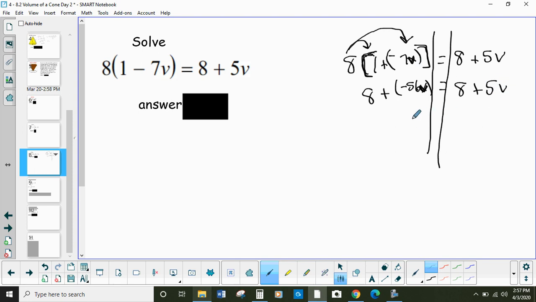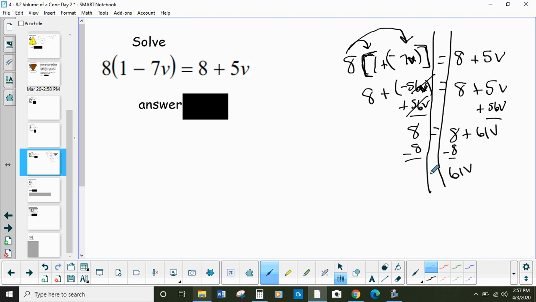So now that we simplified both sides by distributing and combining like terms, we didn't have to do that, but we would have if we could have. Then we'll go ahead and add 56v to both sides. That's going to give us our variables on the same side, right? And when I add these two over here, I got 56 plus 5. That's going to be what, 61v. And then I'll go ahead and subtract 8 from both sides.